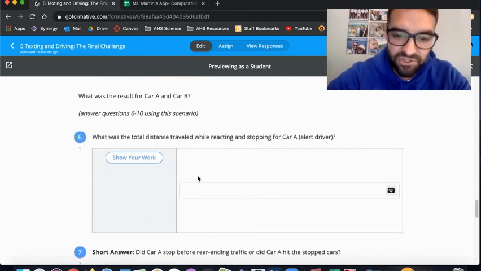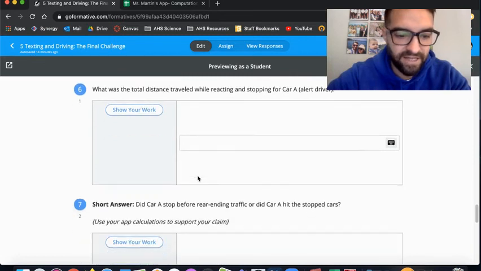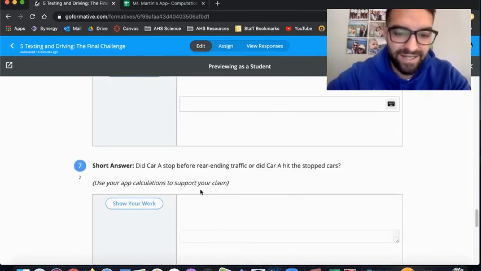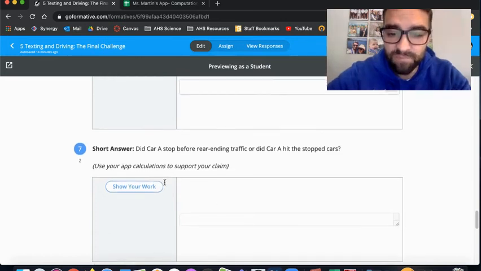What was the total distance traveled? Again, your app will tell you that. What was the total distance for car A? And did car A stop before rear-ending traffic, or did it hit the stopped cars? Okay, you want to try and use your calculations to support the claim.